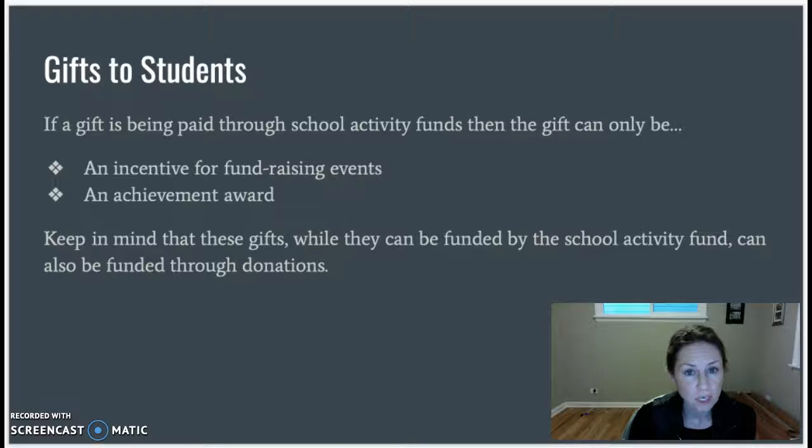Gifts can also be an achievement award. So again, prizes should be age appropriate and minimal in cost. And keep in mind that these gifts, while they can be funded by the school activity fund, can also be funded through donations.